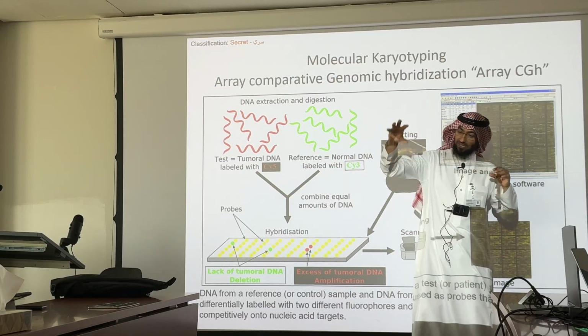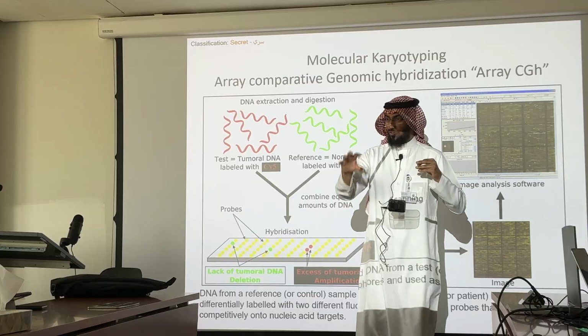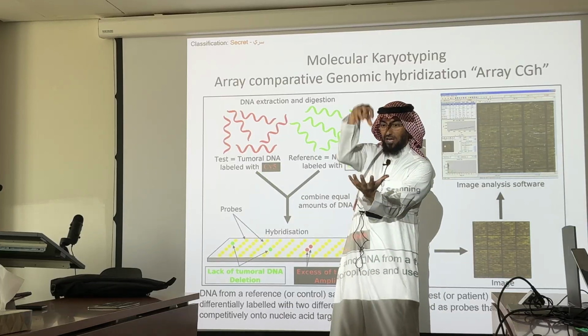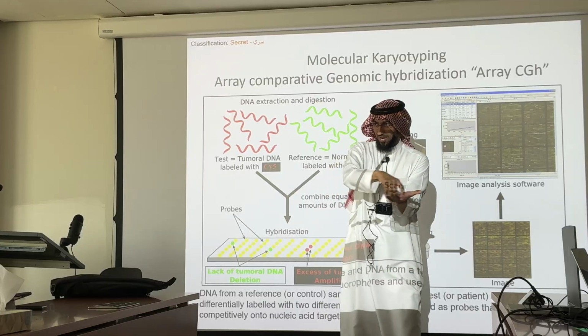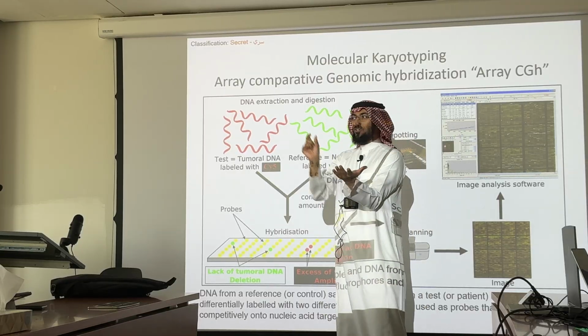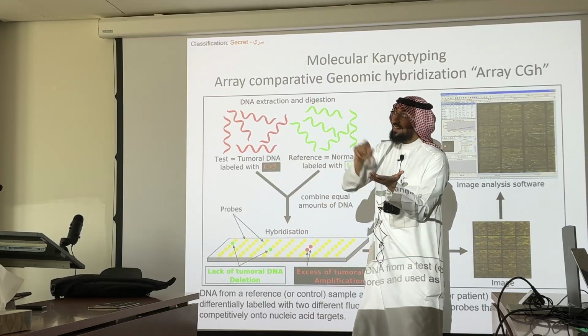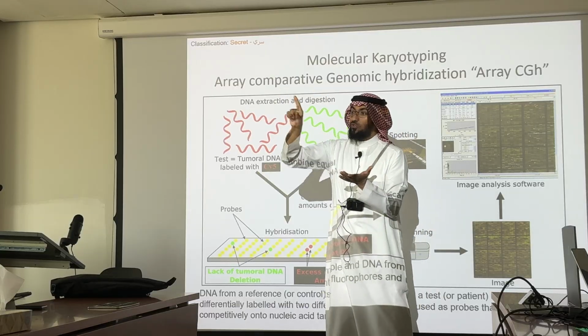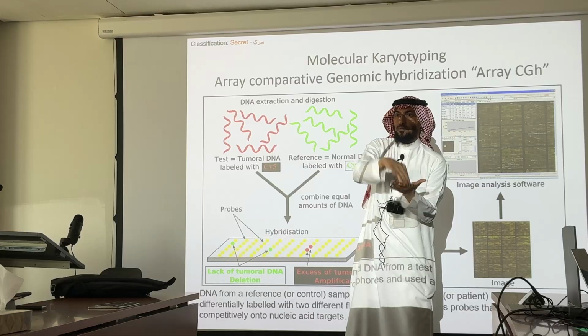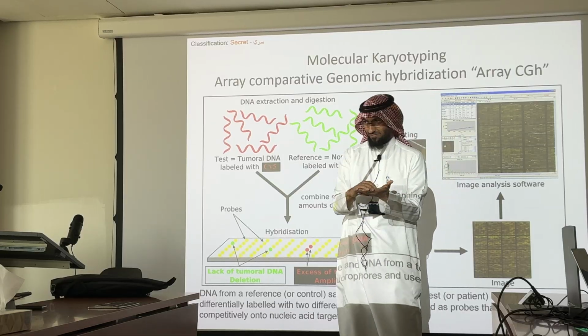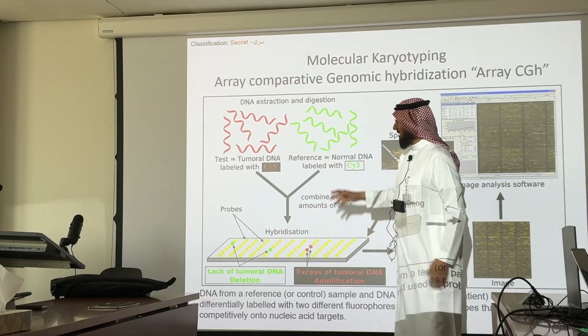If you put a sample DNA on this slide, it will hybridize. Every segment will hybridize to its complementary. So if there is hybridization, it indicates that the sample you put contains the complementary to this area, so this area is present. It's not absent. This is the concept.